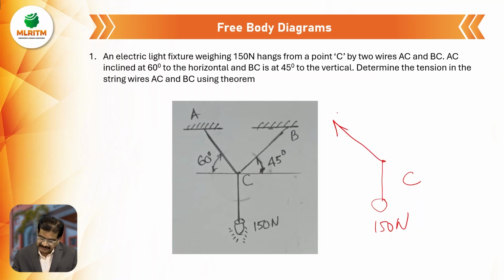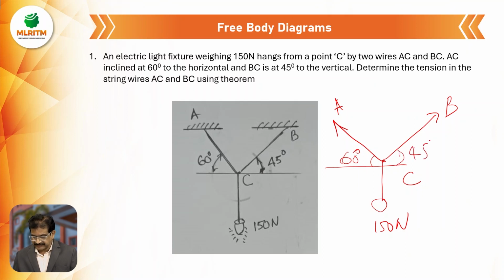This is A, and this is B. Now what is the angle? The AC is at 60 degrees, and the BC is at 45 degrees. But now we have to find out the tension in AC and BC, because they are unknown.